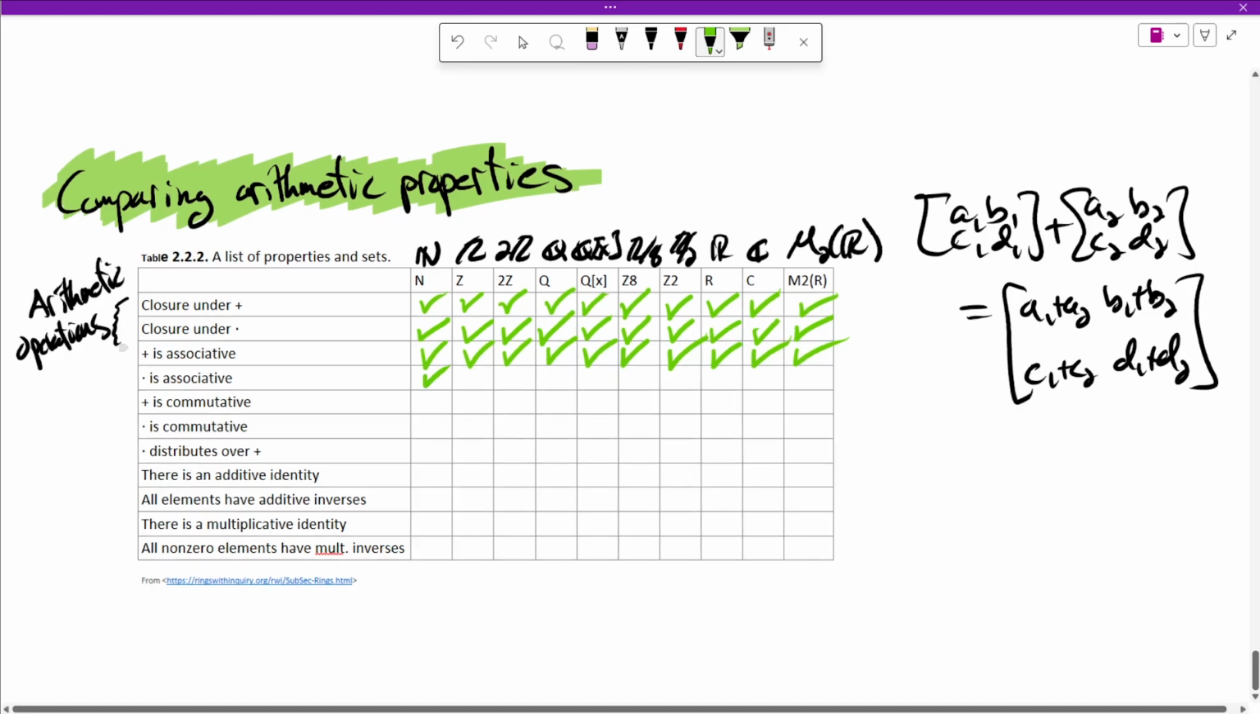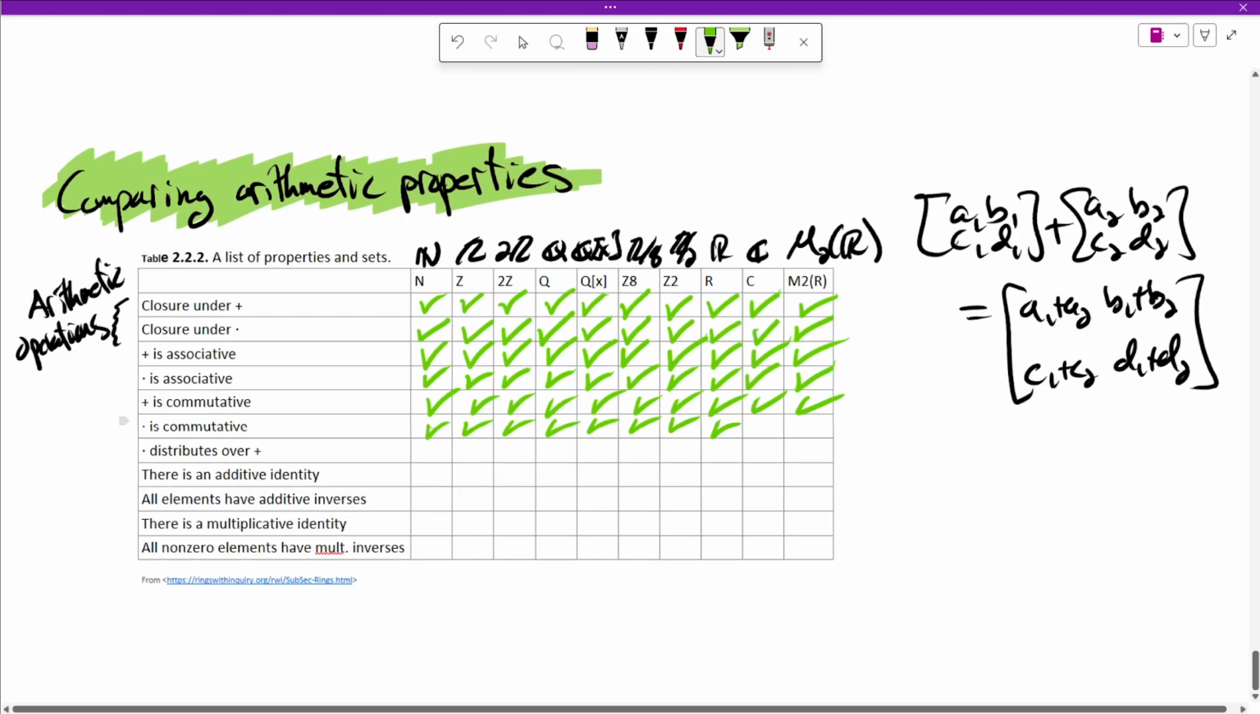Is times associative? Yep. In Z? Yep. 2Z? Yep. Q? Yep. Q adjoin X? Yep. Although we didn't prove it because it's a little bit involved, but it is. Z mod 8? Yep. Z mod 2? Yep. R? Yeah. C? Yeah. Matrices? Yeah. Is plus commutative? Well, yes, for all of them. Is times commutative? Yes for all of them, except for matrices, no.